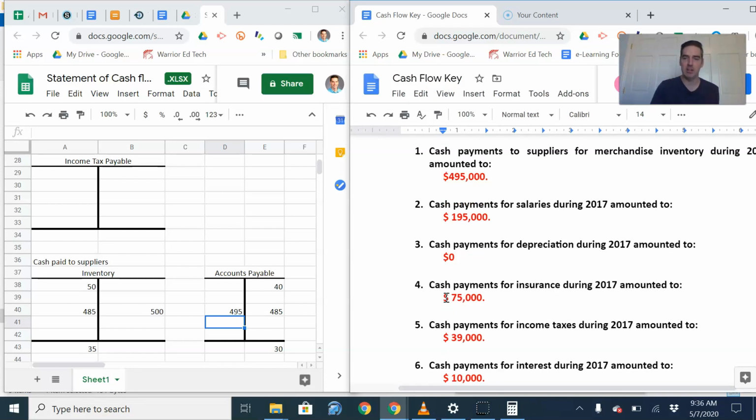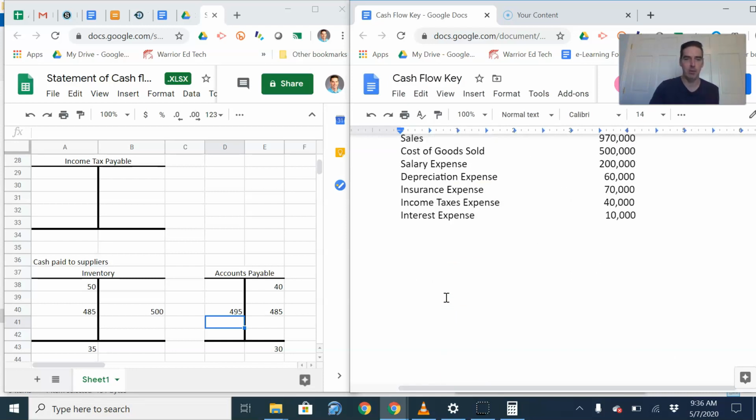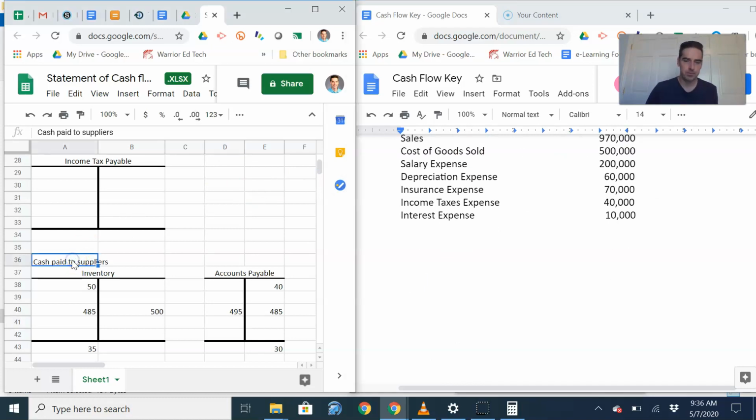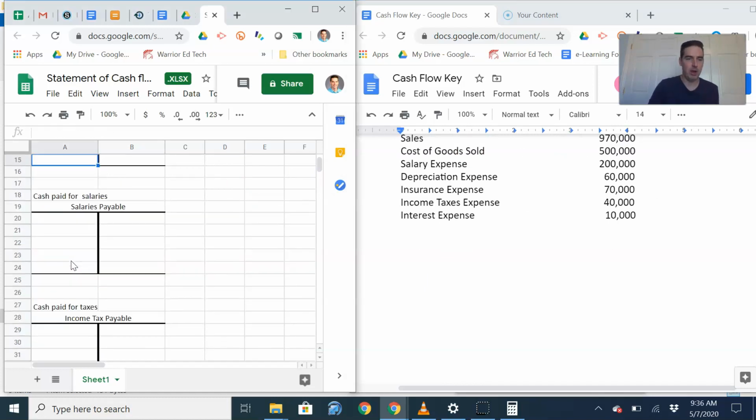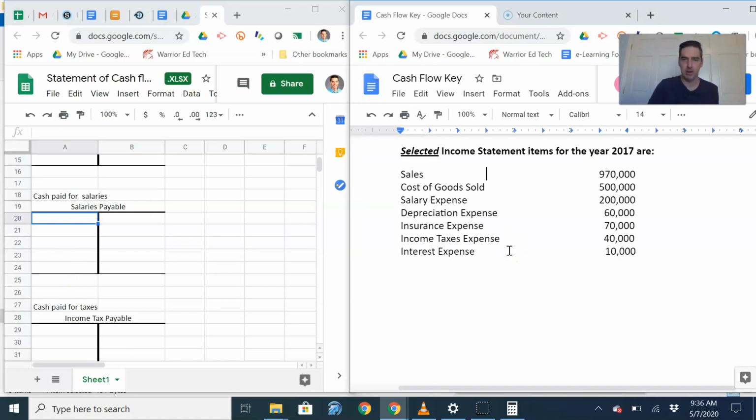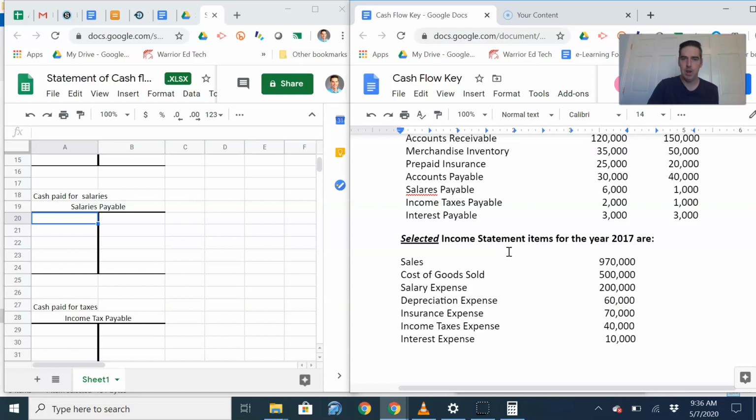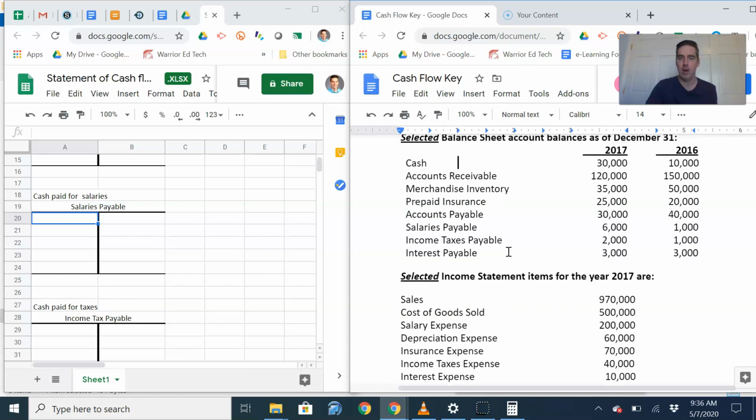So then it says cash paid to salaries. So now we're going to kind of move on. So I'm going to look at a payable here, the salaries payable. So when I go back, I'm going to use the liability account as my control account. And I have salary spelled wrong here, so let's fix that real quick. There we go. All right, so we always focus on the dates.